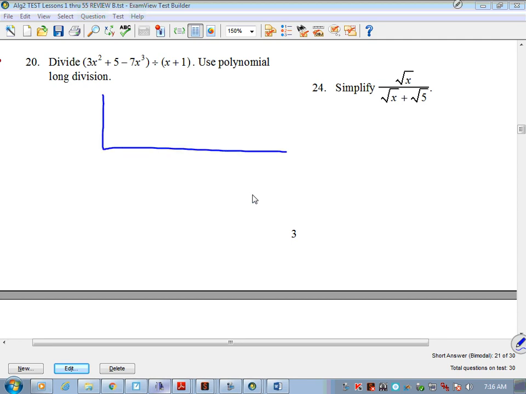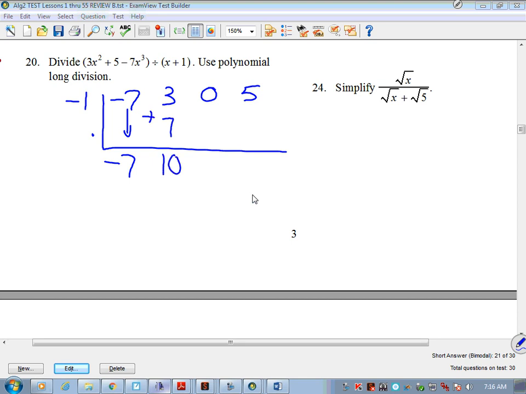But I do need to do the same thing that I did, which is I need to have that negative 7 first, then the positive 3, then the 0, then the 5. And instead of dividing by x plus 1, I'm solving for the solution of x plus 1, which is negative 1. X equals negative 1. So I'm going to bring down my first term. Okay, then I'm going to multiply negative 1 times negative 7, which is 7. And I'm going to add inside here.